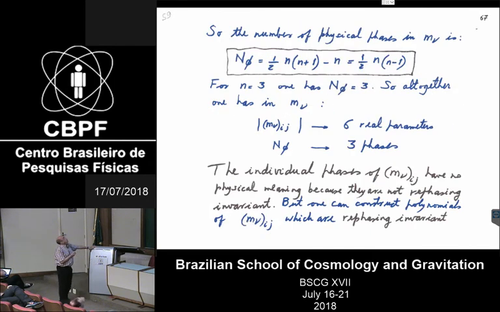So you can count the number of physical phases in M nu. Initially you have 1/2 n(n minus 1), so you get six phases, but three of them can be eliminated in this way. So you get 1/2 of six, so it's three. For n equal to three, the mass matrix of Majorana neutrinos, I'm not talking about mixing yet, not PMNS, just the matrix.